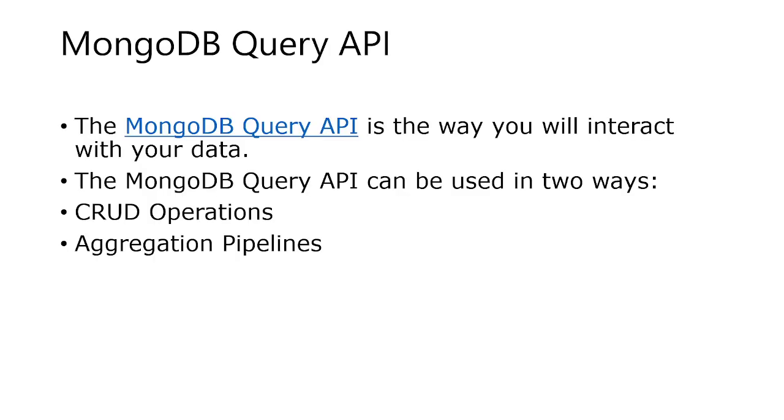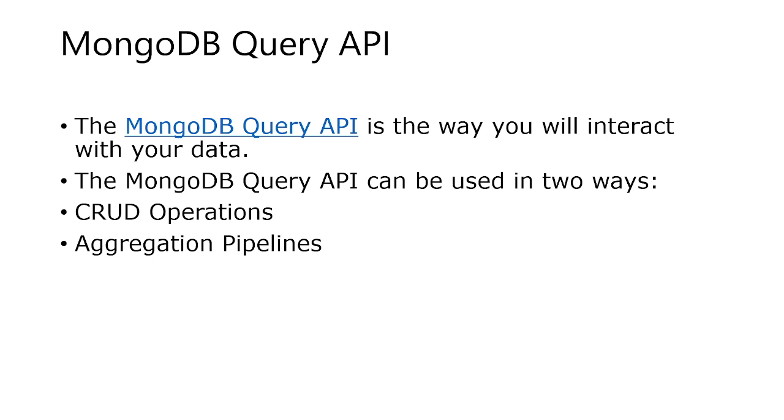So this is your MongoDB query API. It is an API call which is used to link your created document with the database. There are two main operations you can create in your query API. The first one is the CRUD operation. The second one is the aggregation pipeline.